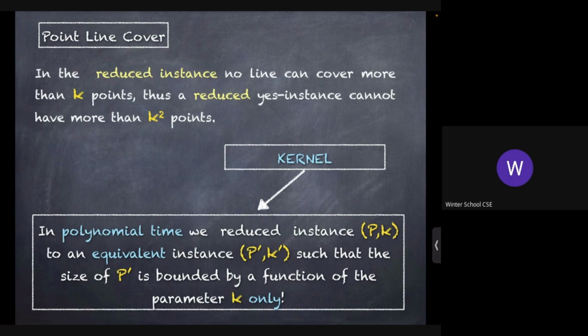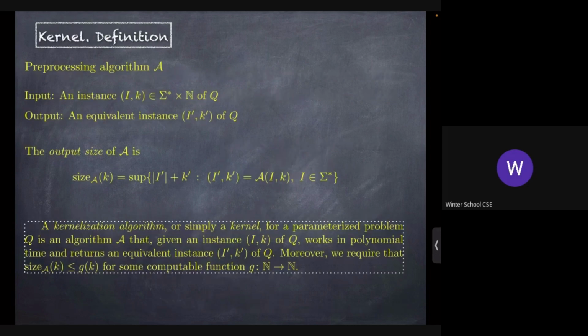This is the definition. And then this is the definition, what is a kernel? Okay, so here is a formal definition of the kernel, and I really hate the formal definitions. So I will go very fast through it. So it's what it is. It's a kernel. It's a preprocessing algorithm, and this preprocessing algorithm works on parameterized problems.